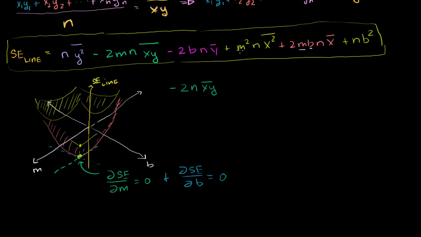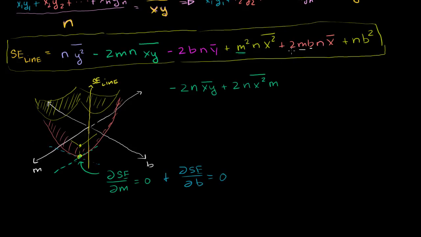Then this term here, you have n times the mean of the x squared times m squared. We're taking the partial derivative with respect to m, so it's going to be plus 2 times n times the mean of the x squareds times m. Right? The derivative of m squared is 2m, and then you just have this coefficient there as well.